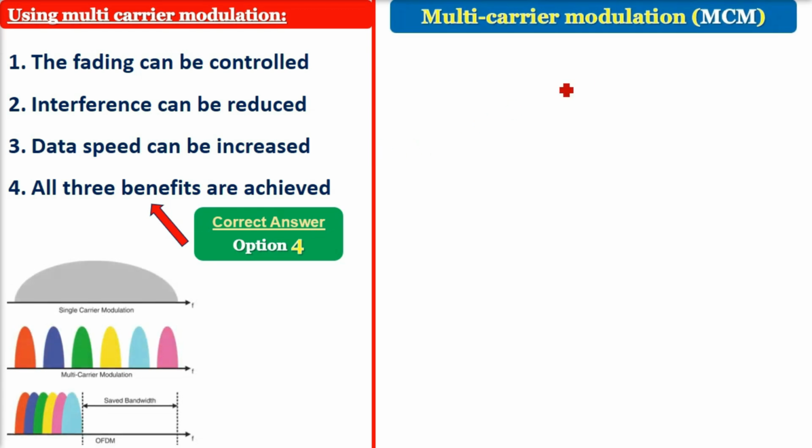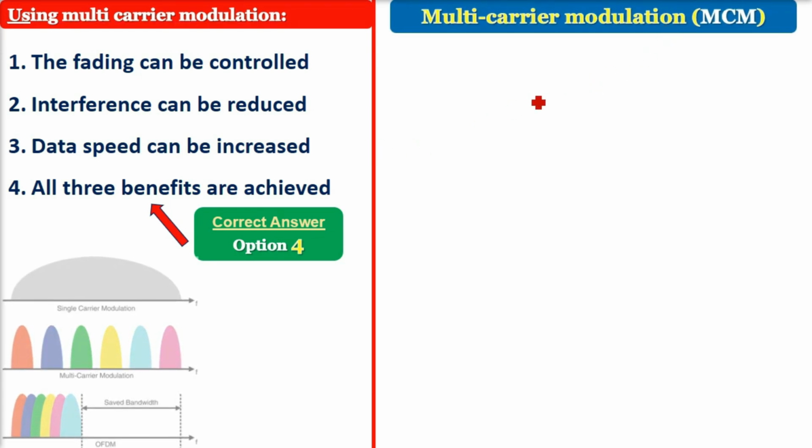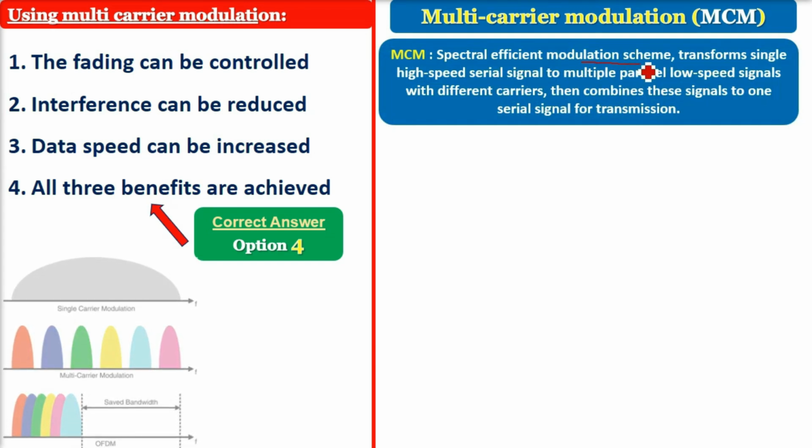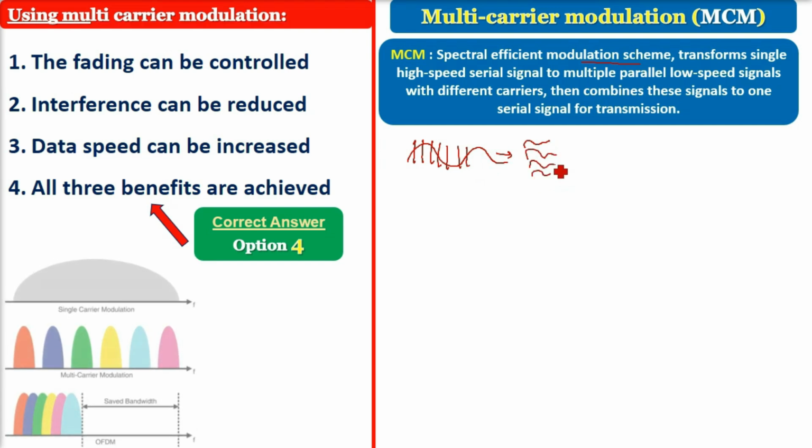This multi-carrier modulation, or MCM, is a spectral efficient modulation scheme which transforms the single high-speed serial signal to multiple parallel low-speed signals with different carriers, and then combines these signals to one serial signal for the further transmission. So again, a single high-speed serial signal converts to multiple parallel low-speed signals with different carriers, and then it combines these signals into one serial signal for further transmission.